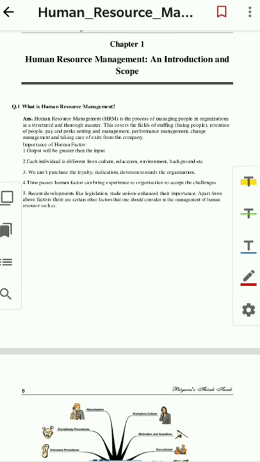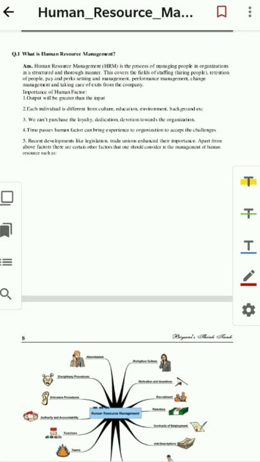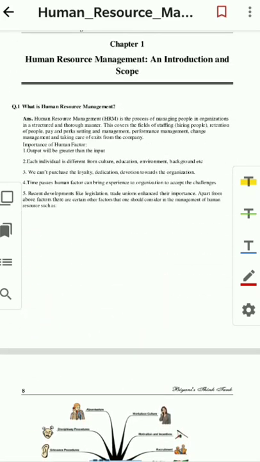And as you can see on the screen, this is a book of human resource management, and this is a very good summary kind of a book which contains all the relevant topics in a descriptive way and in a very summarized way. So it is not a very thick book. It is having almost 80 pages just. So I will just glance you through this.